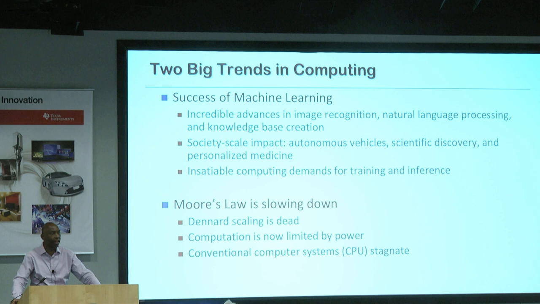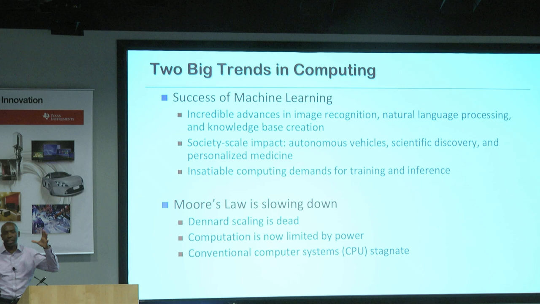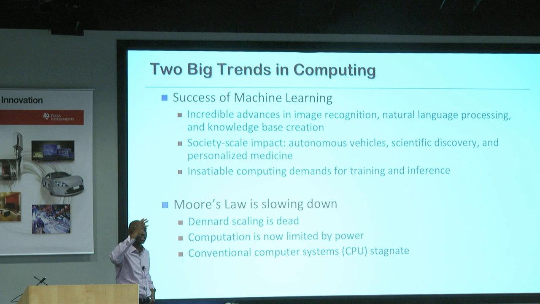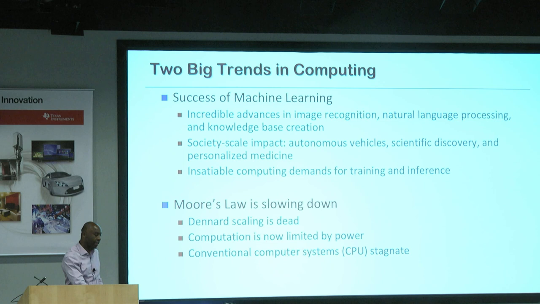At the same time that machine learning is demanding all this computing power, the underlying substrate that has powered computing over the last 60 years, CMOS silicon, whose improvements over time have been captured by the well-known Moore's Law, is slowing down. You can argue about why this is, whether we're reaching fundamental physical limits or we just can't afford to invest $10 billion in a new process node. But nonetheless, it's slowing down.